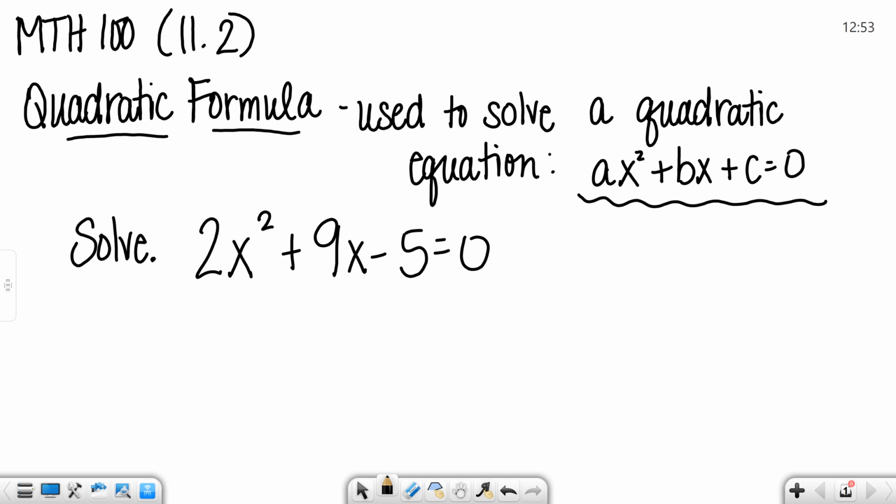So we're going to solve this one using the quadratic formula. So first I want to identify, is it equal to 0? Yes, it is. Is it in the correct form? ax squared plus bx plus c. And in this case, it is. So now I'm going to identify what are a, b, and c. My a is 2, b is 9, and c is -5.